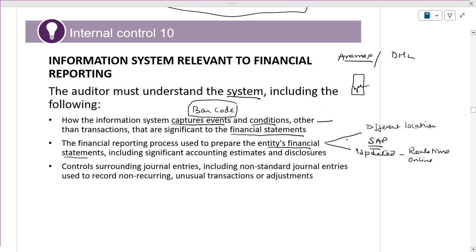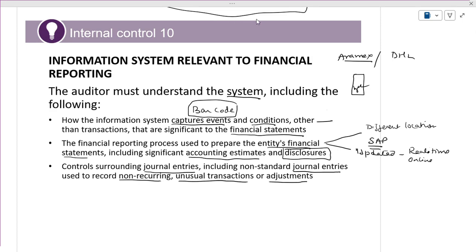The financial reporting process used to prepare the entity's financial statements, including any estimates we are preparing, and most importantly the disclosures. Disclosure means whatever we are working out, we have to disclose appropriately. Controls surrounding journal entries, including non-standard journal entries used to record non-recurring, unusual transactions or adjustments.